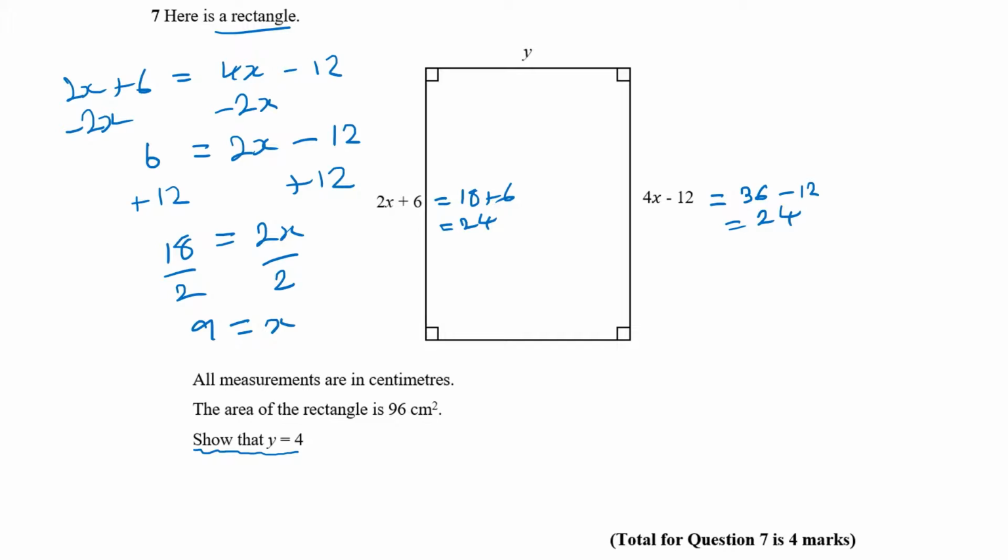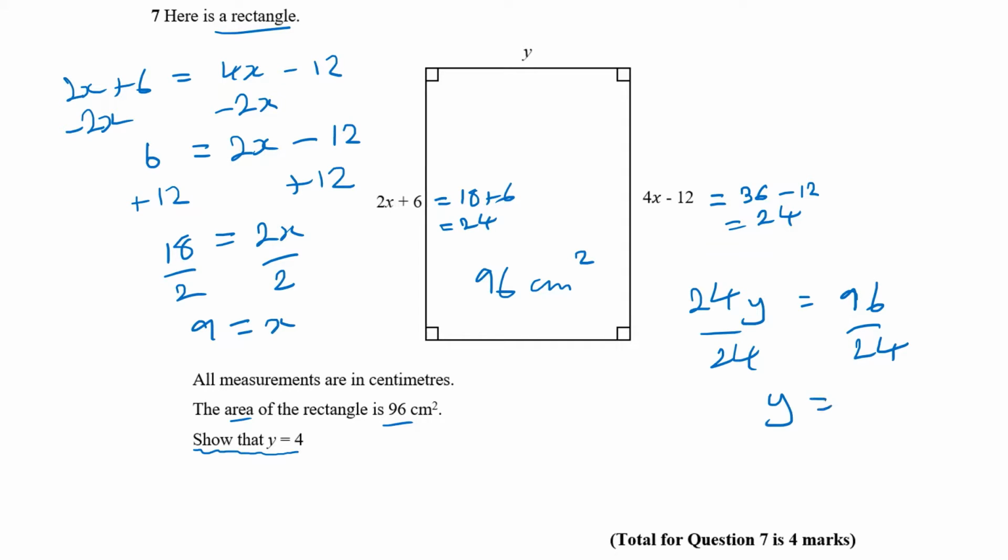Now because the area is 96 centimeters squared, and the area of a rectangle is the base times the height, we're going to do 24 times y equaling 96. We divide both sides by 24. We then get a value of y equaling 4, and we have therefore shown that y equals 4.